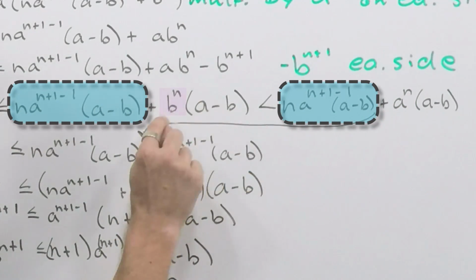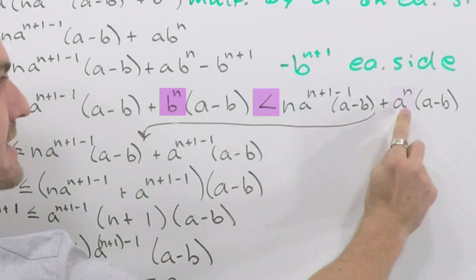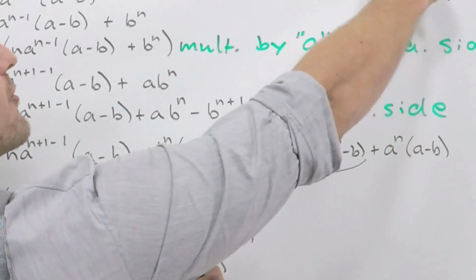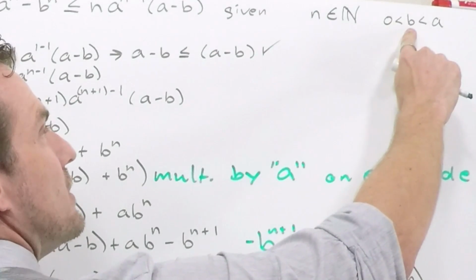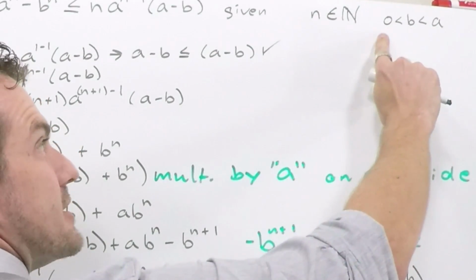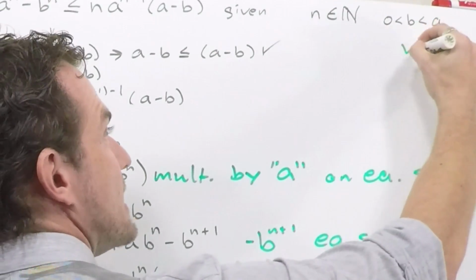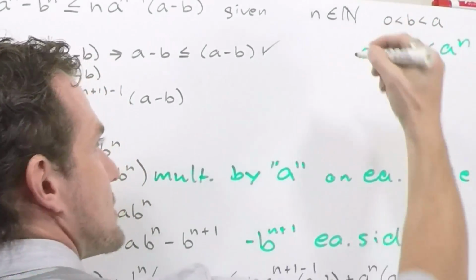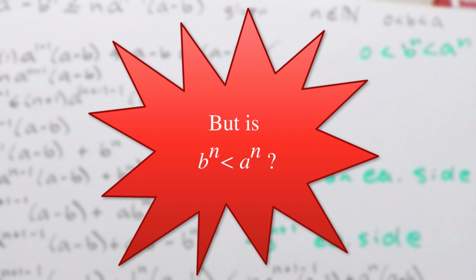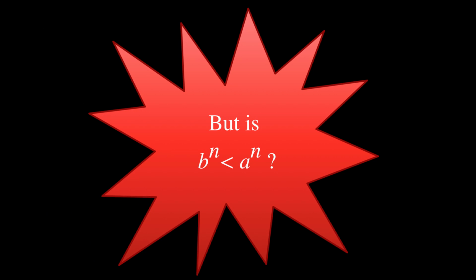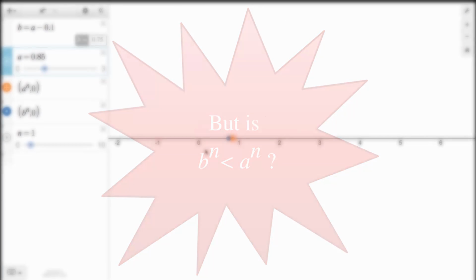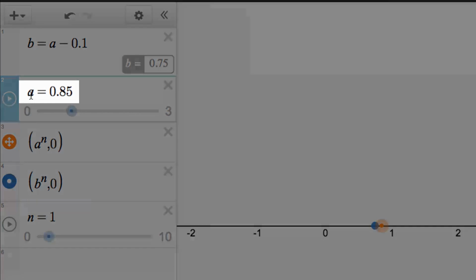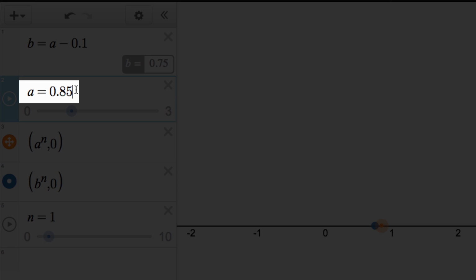But this one, we're saying the b to the n is less than a to the n. And what that's doing is coming from our assumption up here. If b and a are both positive, b is less than a, you can say that b to the n is also less than a to the n. And of course, this is all still greater than 0. Is b to the n really less than a to the n? Here we're going to see on the number line whether that holds. So what we've done is we've picked an a value that's positive at 0.85.